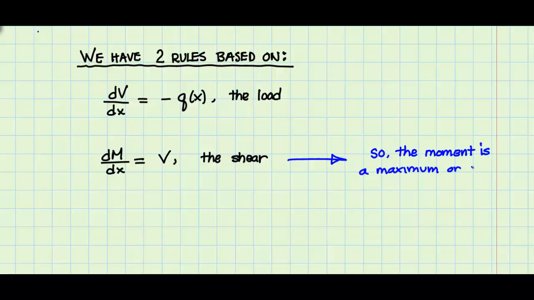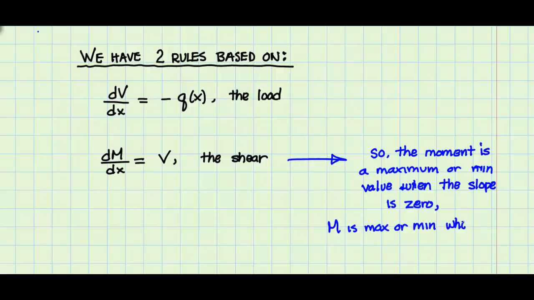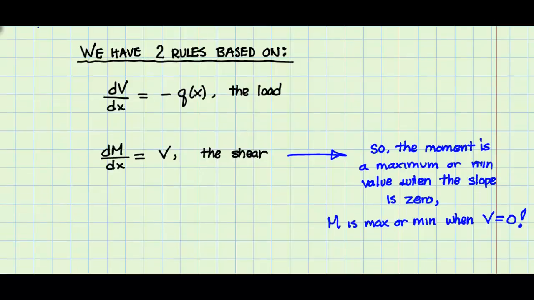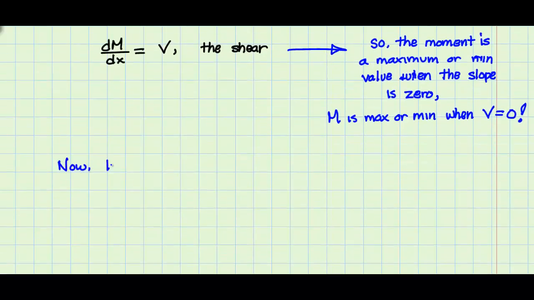For the second equation, we know visually that the moment diagram will have a maximum or minimum value when the slope is 0. So, we can say that the moment will be a maximum or minimum when the shear is 0. Now, let's look at the first equation again.